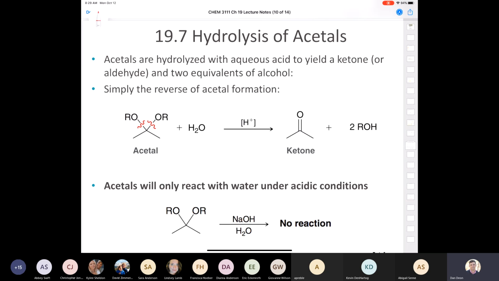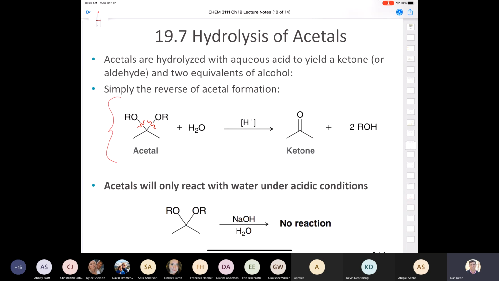So in order to remove the acetal, or do the reverse of the acetal formation, you simply treat the acetal with aqueous acid. That's it. And then you're going to end up forming your ketone or aldehyde and 2 equivalents of the alcohol. And that's what's shown right here. We take our acetal plus water, a little bit of acid, stir it around, and we end up getting our ketone right back where we were.